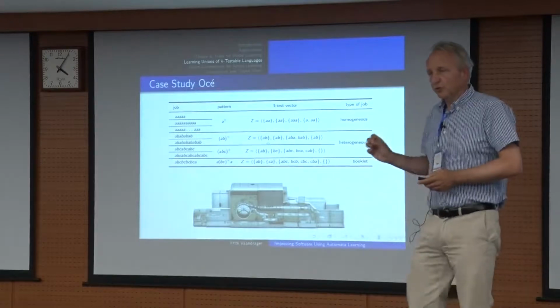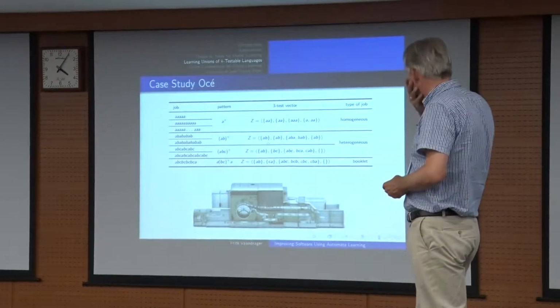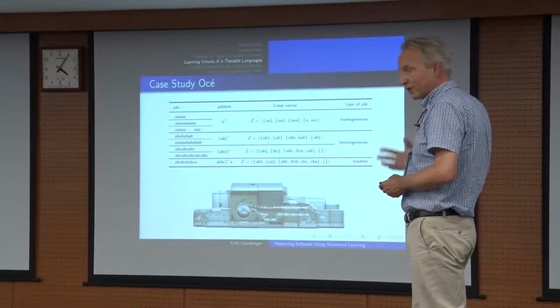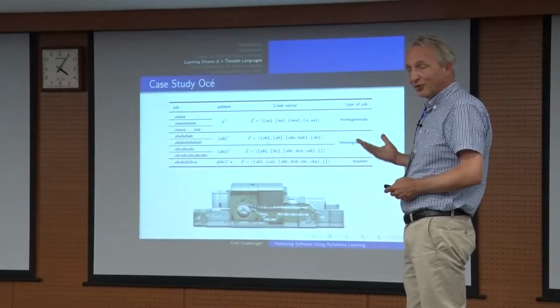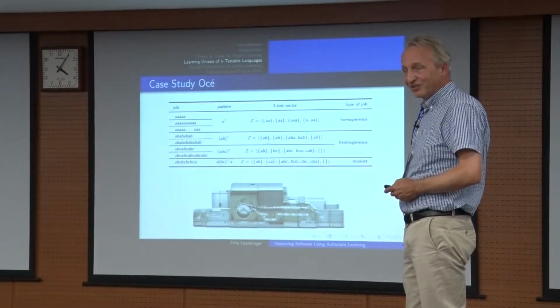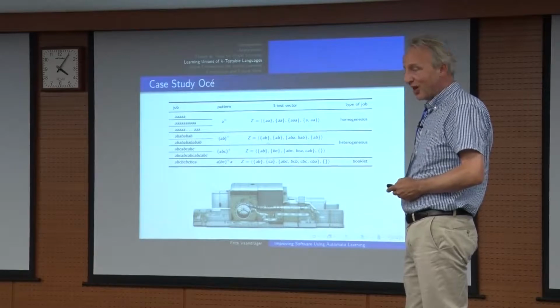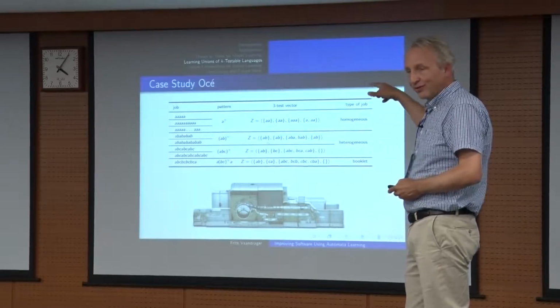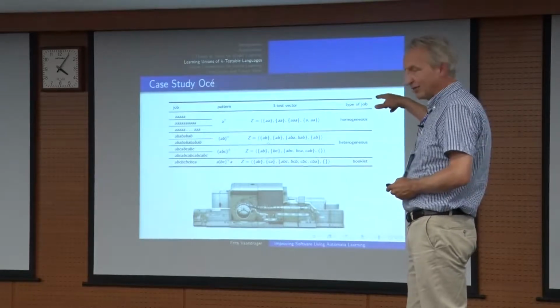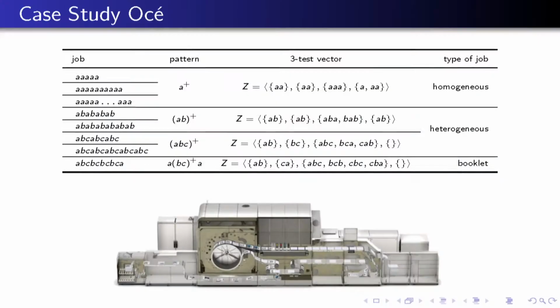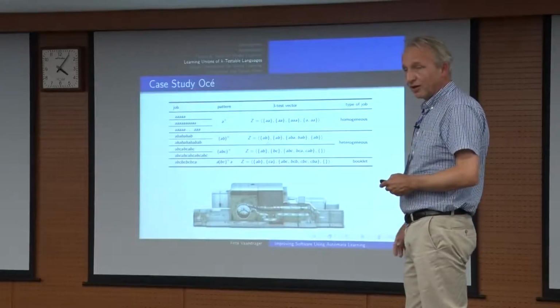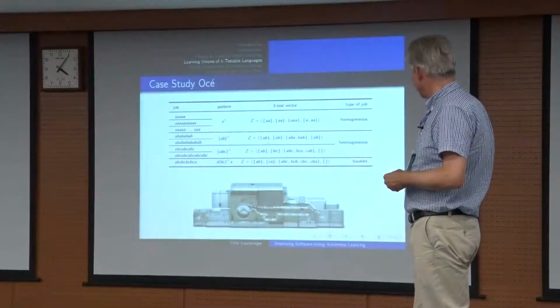So we were able to identify these patterns, and the fun thing is that this is actually used. Printers of OC are now being configured using this algorithm. When a new printer occurs, they figure out what the patterns are, and based on that, they configure the machine.